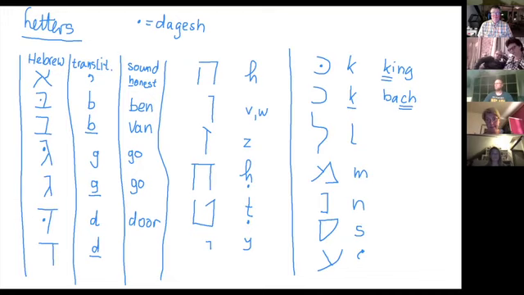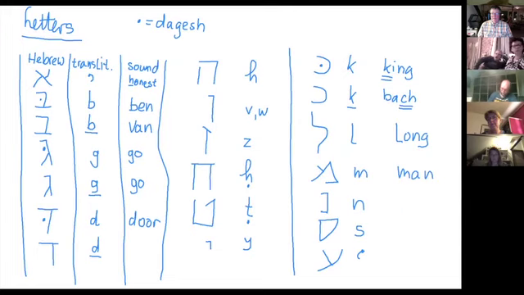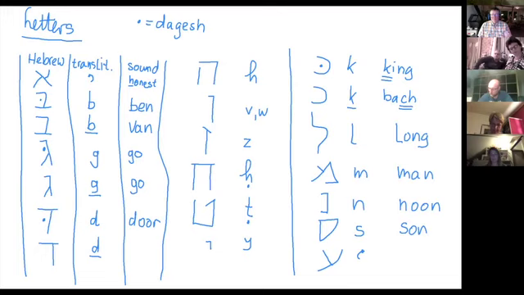Like the L sound in long, and the M sound in man, and the N sound in noon, and the S sound in sun. So you have all these ways to understand the pronunciation of the letters itself. It takes some time, but let's write it down because that's always better.